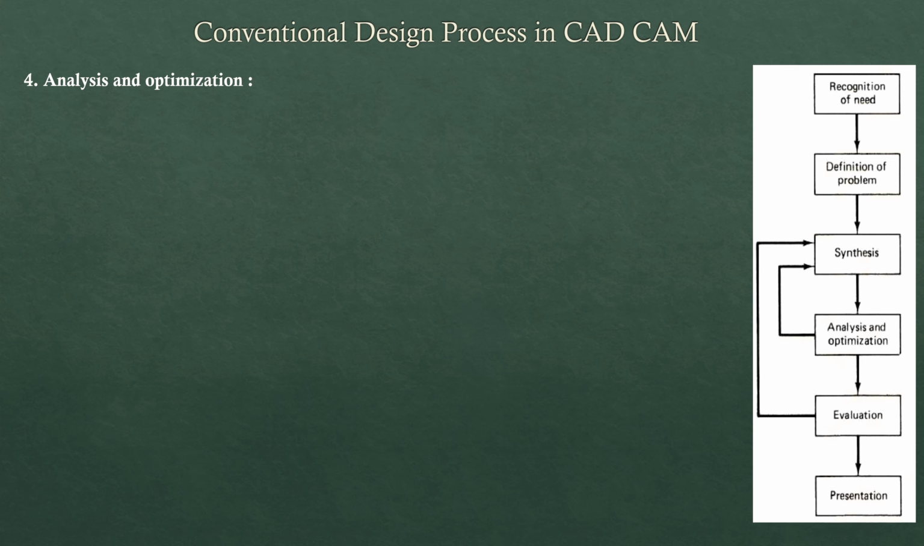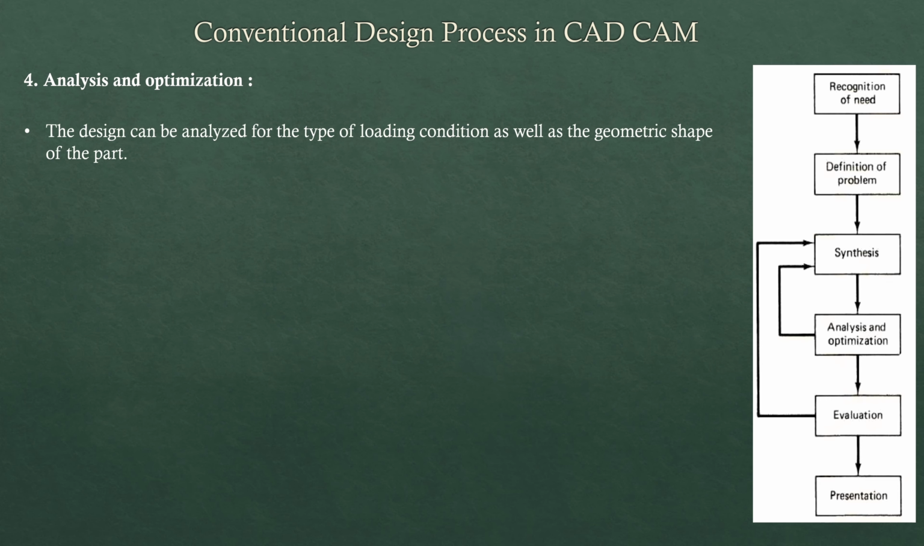The next step in the conventional design process is analysis and optimization. You can see this step in the figure which is shown at the right hand side. So the design can be analyzed for the type of loading conditions as well as the geometric shape of the part.